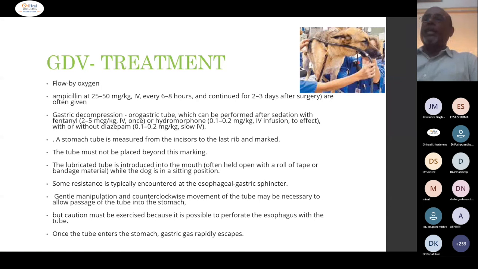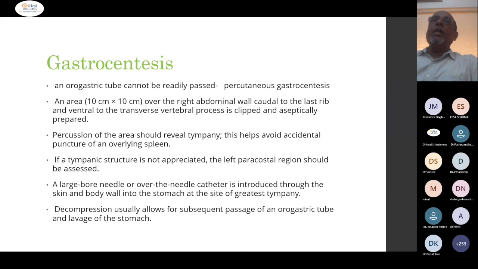Some resistance is typically encountered at the esophageal gastric sphincter because there is rotation. So gentle manipulation or counterclockwise movement of the tube may be necessary to allow passage of the tube into the stomach. But caution must be exercised because it is possible to perforate the esophagus with the tube. Once the tube enters the stomach, gastric gas rapidly escapes. If you are not able to put a gastric tube into the stomach because of severe distortion of the inlet, then you have to perform gastrocentesis immediately. Okay, that is very important.